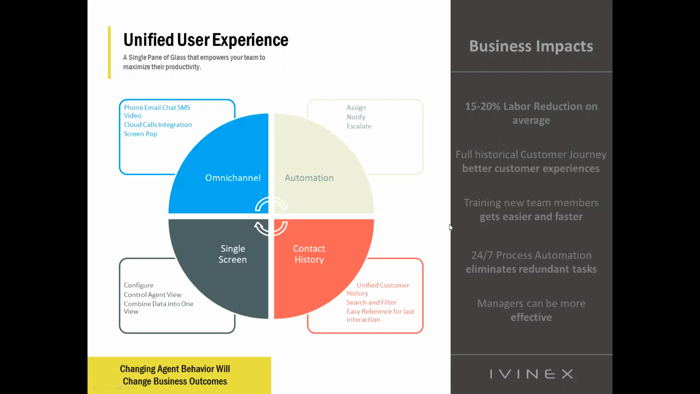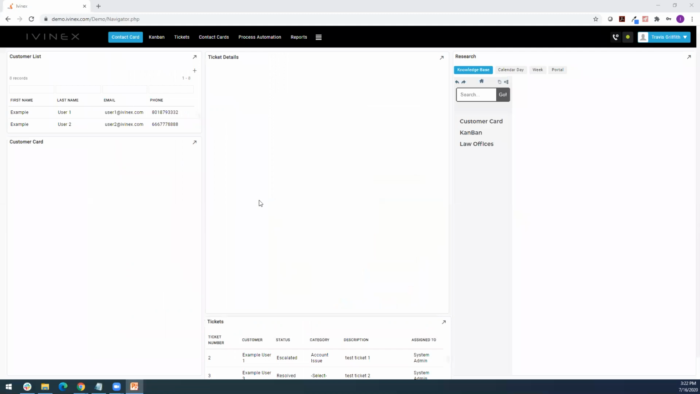So we have labor reduction, better customer experiences, and then training new team members gets faster and easier. And the reason behind that is when you work with us on the UUE, it's so fast and easy to configure. You actually can control each step in the process, make it super easy for your agents to do what they're trying to accomplish. And then keep in mind, changing agent behaviors will change business outcomes. So let's go ahead and get into the demonstration.